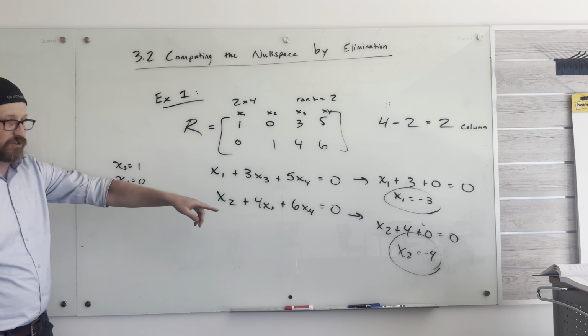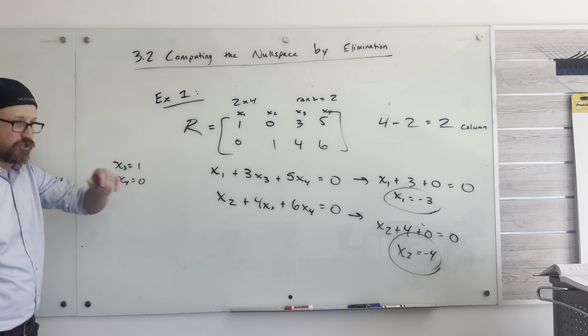So notice then I have a solution for x. Excuse me, not really a solution set, because it's not a list. But I have the variables for my vector: x1 is negative 3, x2 is negative 4, x3 is 1, x4 is 0. There's my first solution.